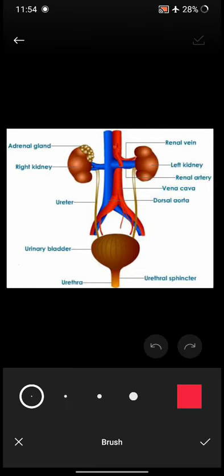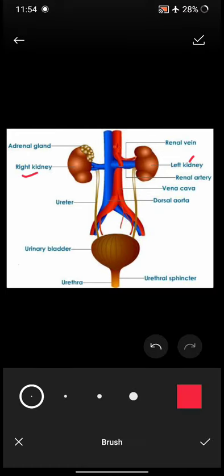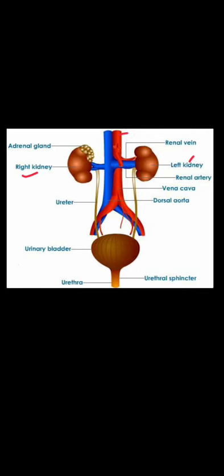The excretory system of human beings consists of two kidneys. One is your left kidney and the second is your right kidney. You can see here the shape of the kidney is bean shaped, and there are two tubular structures. One is red colored and one is blue colored. You can see in the diagram.